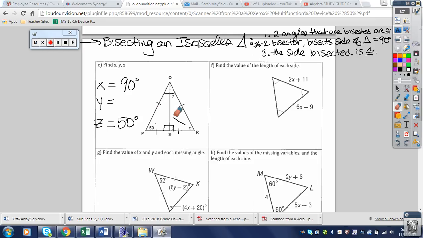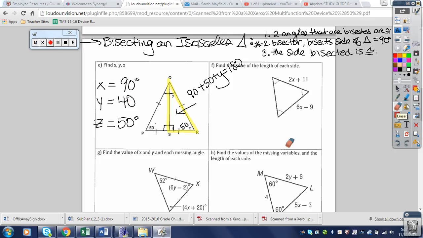Okay. Now how am I going to find Y? A couple different ways you can do it. So I know this is 50. So notice here, you have a little triangle. Okay. 90 plus 50 plus Y have to add up to equal 180. So you can say 90 plus 50 plus Y equals 180. So when you solve, you get 140. So Y would equal 40 degrees.